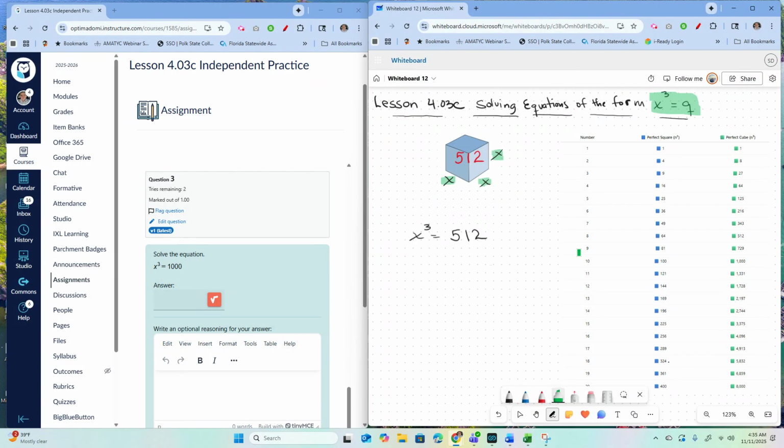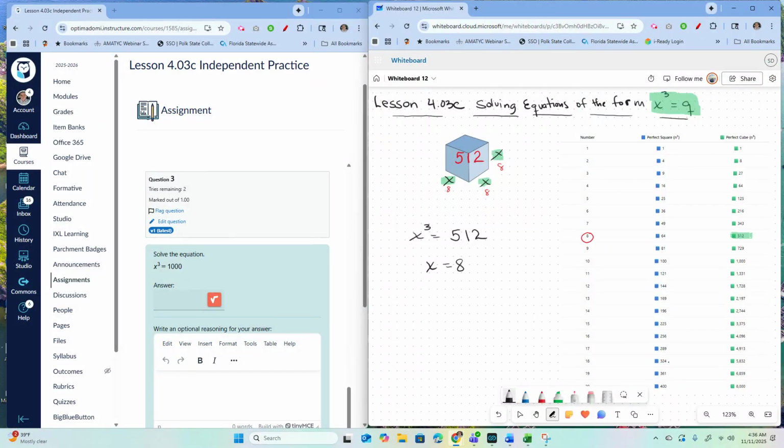You can do it by looking at the table. If you look at the last column of this table in green, you can find 512. You can see it's right here. I highlighted it in green. And you can see that 512 is in the row of 8. So that means each of these x's is 8. Or in other words, the value of x is 8.